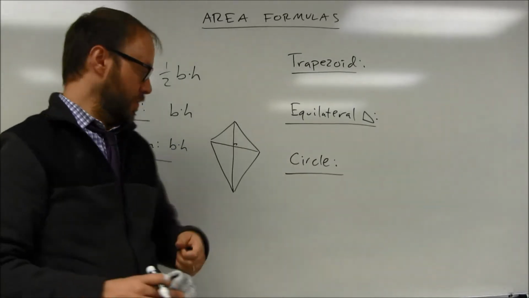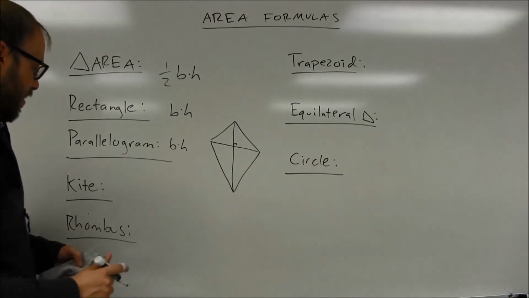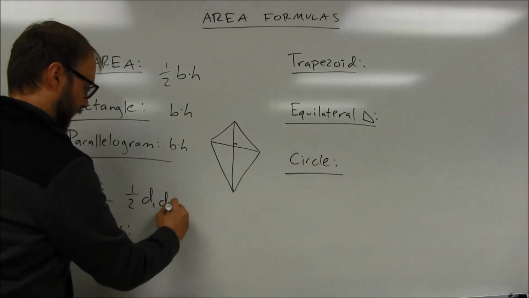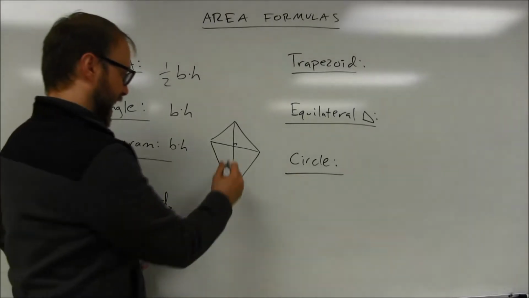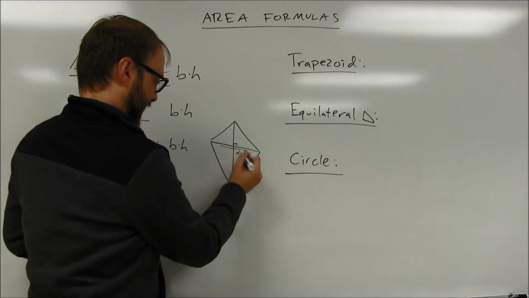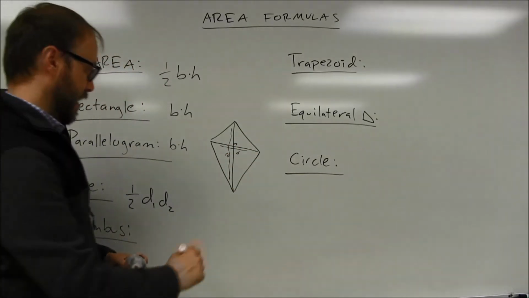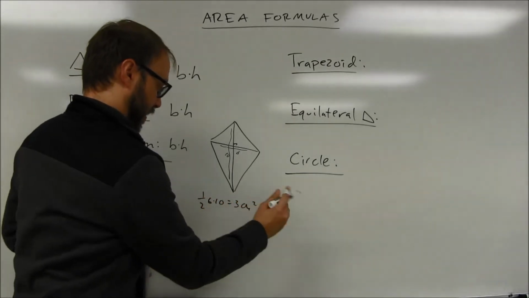That leads to the formula for the area of a kite, which again you've probably seen previously. The area of a kite is actually just half the product of the diagonals. Half of diagonal 1 times diagonal 2. Okay, so if this diagonal length here is 6 and the diagonal length here is 10, you can take 1/2 of 6 times 10, and the area is going to be 30 square units.